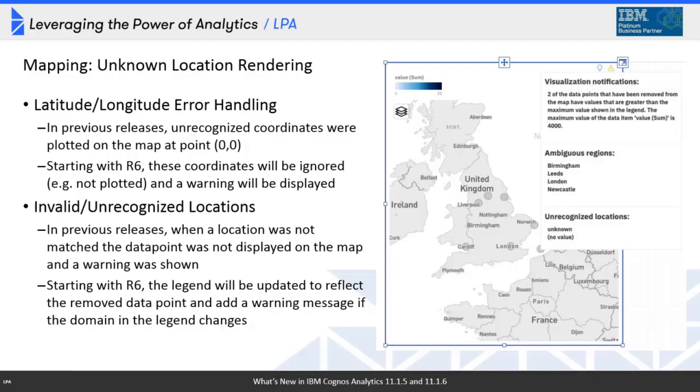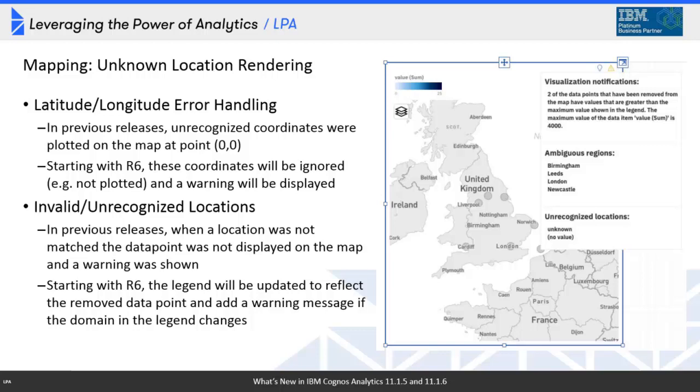Another change in mapping, it's a subtle one, but in previous releases, the way that invalid or unrecognized locations was handled was effectively to give you a hazard sign that you clicked on that gave you information about the missing or ambiguous or unrecognized locations. Or in the case of latitude and longitude, if you gave it a coordinate that it couldn't plot, it didn't exist, it plotted the data at point 0,0.